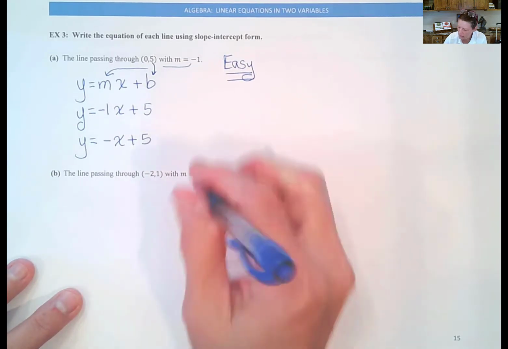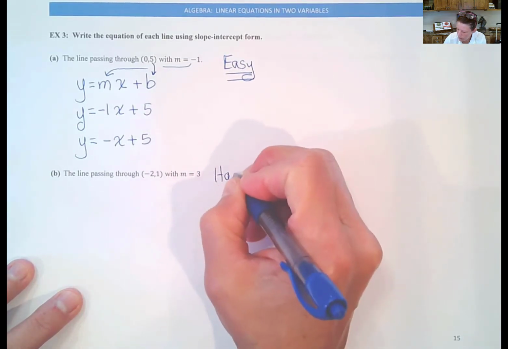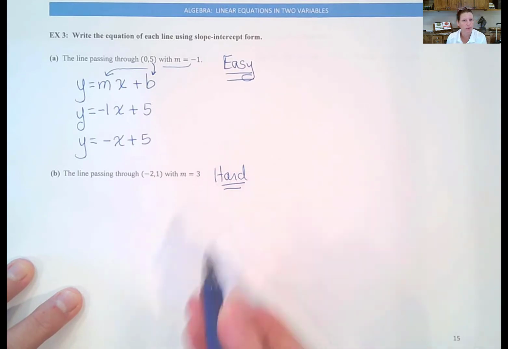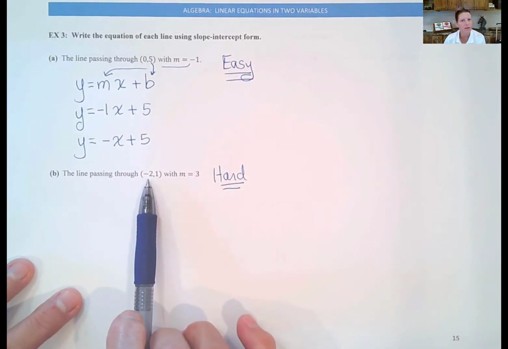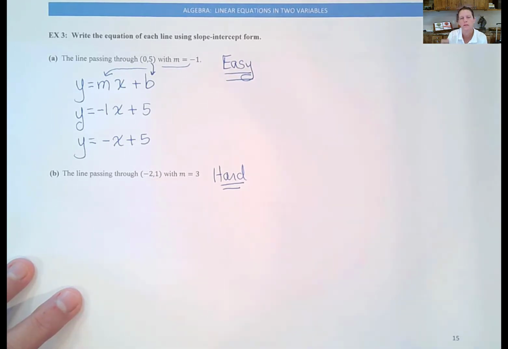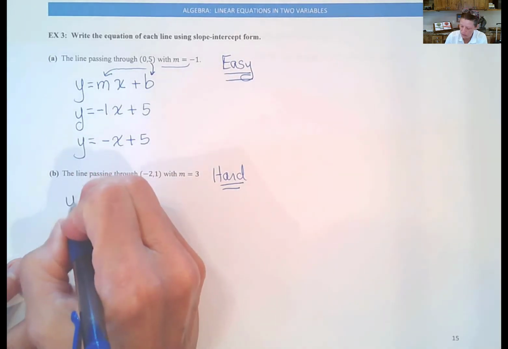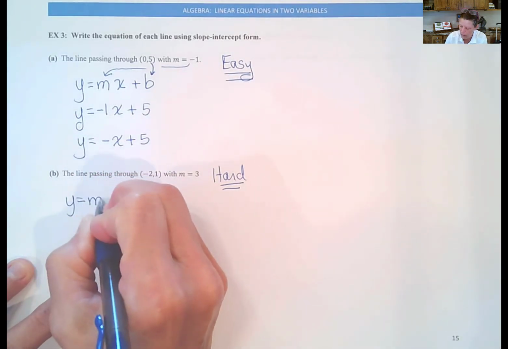Now, part B is hard, okay, or at least more challenging, because the point that we're given is not the y-intercept. Okay, it's the point negative 2, 1. So this isn't ready for direct substitution. We've got to do a little extra work. Nonetheless, we can still use our formula y equals mx plus b.